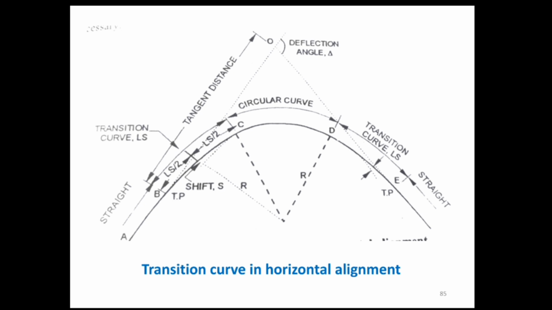If you observe this figure for the transition curve in a horizontal alignment, point A to B is the straight road, whereas point B to C is the introduction of the transition curve in order to change the direction for the vehicle to smoothly come onto a circular curve between C and D. Again, D and E is the transition curve, and from E we have a straight road, whereas R is the radius of the transition curve and LS is the length of the transition curve, whereas the distances OB and OE are the tangent distances.